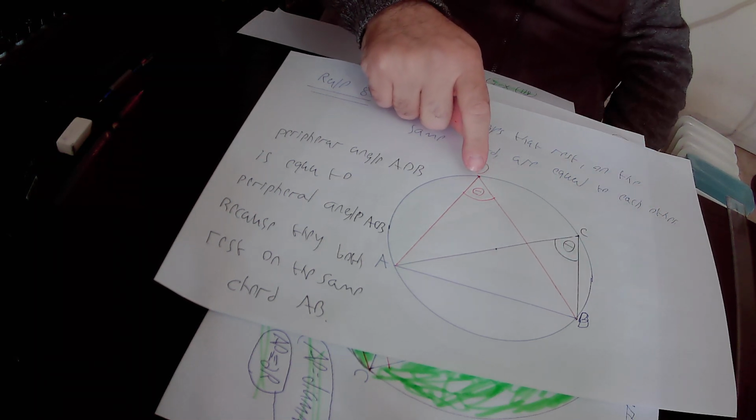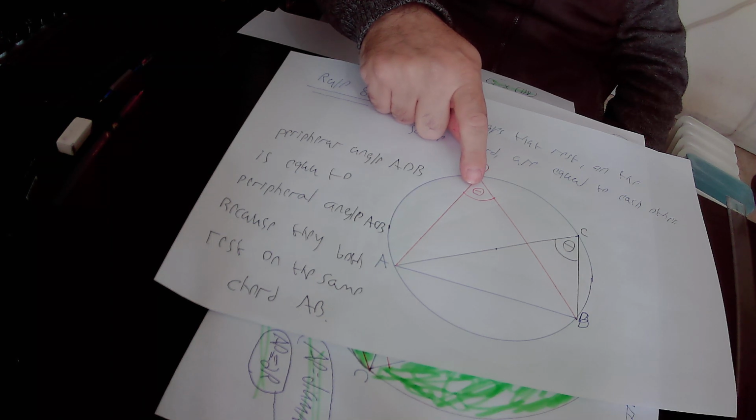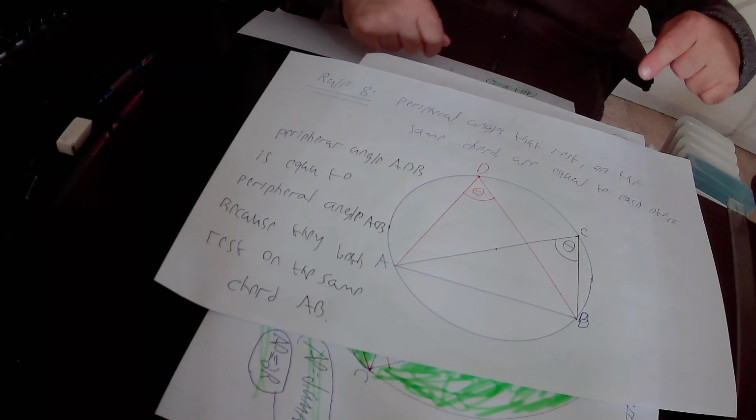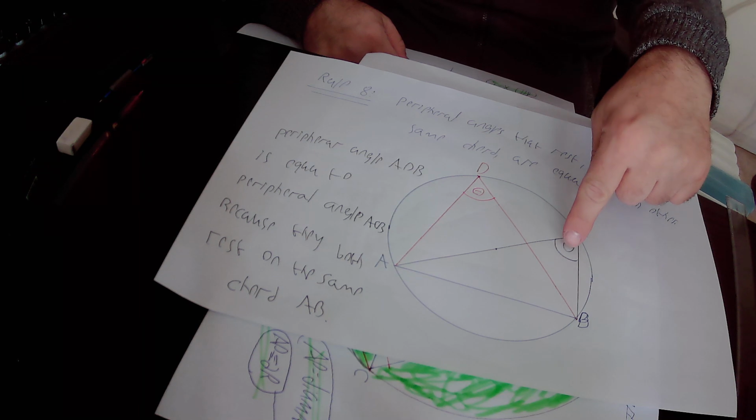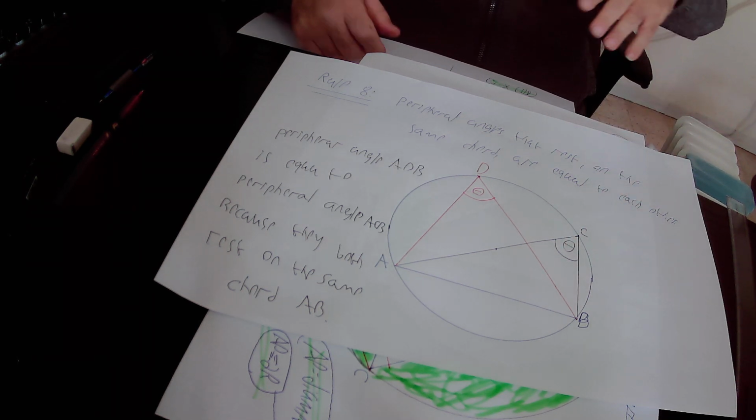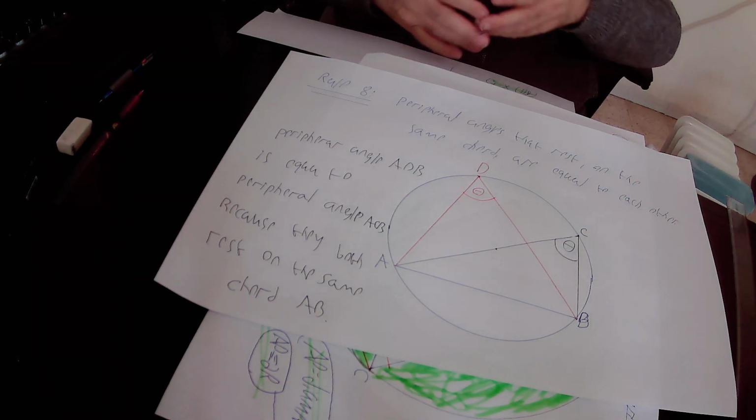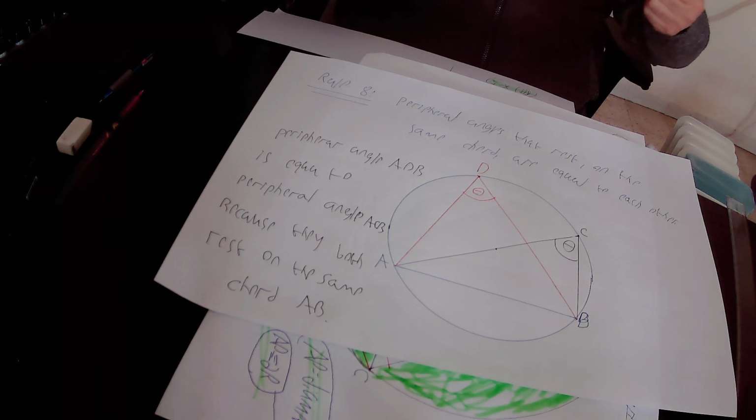That is to say, if this peripheral angle ADB equals theta, then the other peripheral angle ACB must also be equal to theta. Again, according to rule number 8, whenever we have two peripheral angles that rest on the same chord, then they must be equal to each other.